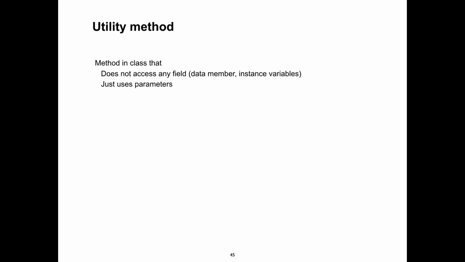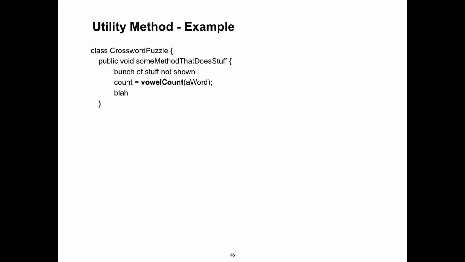What's the utility method? It only acts on its parameters, right? If it only acts on its parameters, I can put it anywhere and just call it. So here's an example, and I'm going to rush through it, and I'll start again here next time. This is a big idea.